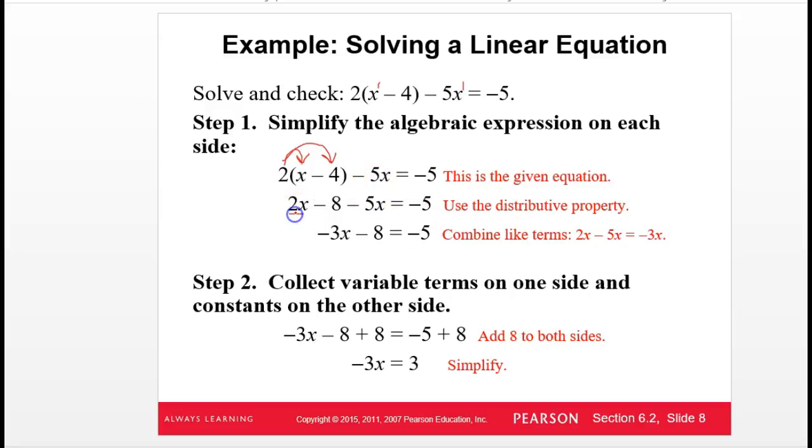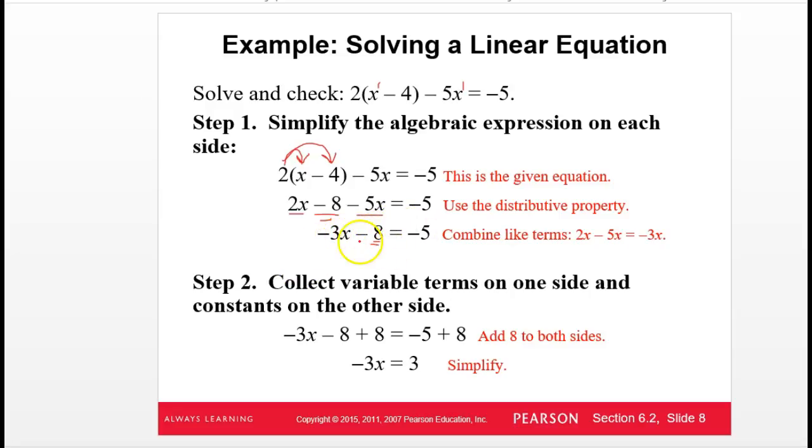And then I'm going to combine like terms. So I've got a 2x and a negative 5x. When I combine those together, that's negative 3x, just 2 minus 5, negative 3. And then there's this negative 8 beside it. And then on the other side, that's equal to negative 5. Okay, now everything's simplified on each side. I can't do anything more on either side. So now I'm ready to go to step 2.